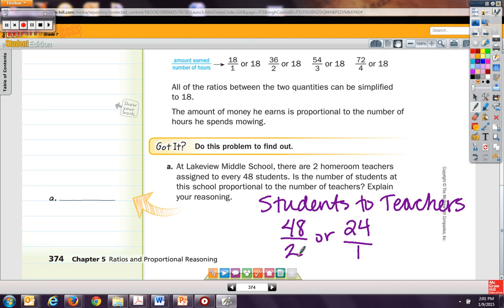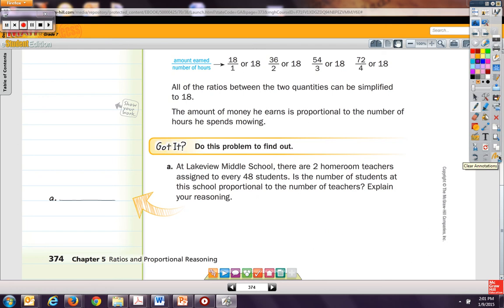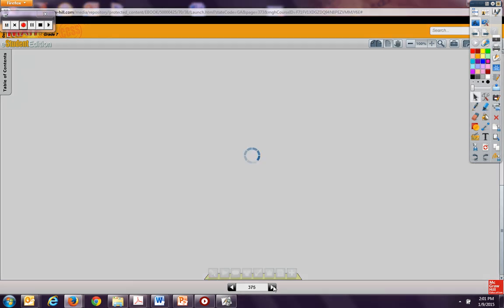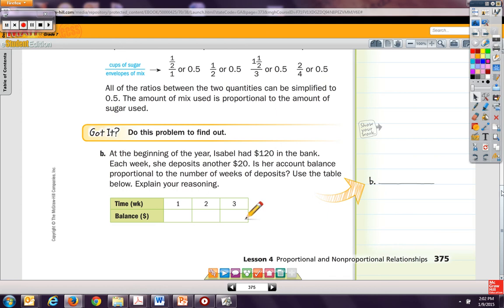If I took 1 and multiplied it by 2, I'd get 2. So since the ratio is constant, the number of students is proportional to the number of teachers. Because then if I had 96 students and I divided it by 4, I would still get 24. So that would be another set of 48 students. Okay, so then let's go to the other examples on the other page.